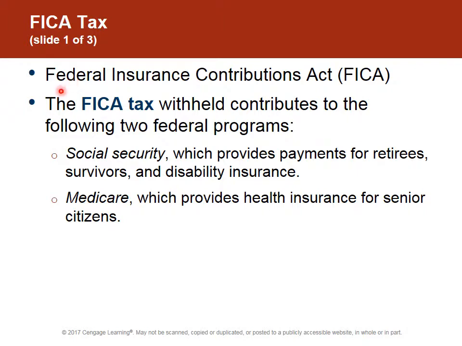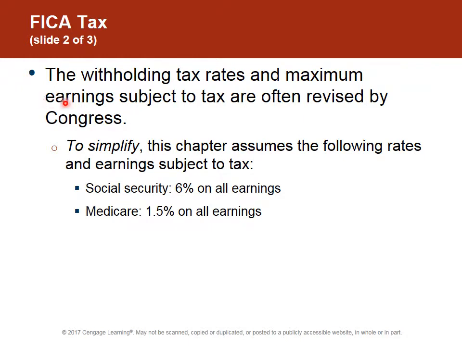The taxes that are withheld, first of all, FICA, Federal Insurance Contributions Act, has Social Security and Medicare. Social Security is the payments that retirees or disabled individuals receive. Medicare is health insurance for senior citizens. FICA is subject to withholding by Congress, and this is not the actual amount, but this chapter assumes 6% for Social Security, 1.5% for Medicare. So just from a tax professional's standpoint, Social Security is actually 6.2%, Medicare is actually 1.45%.